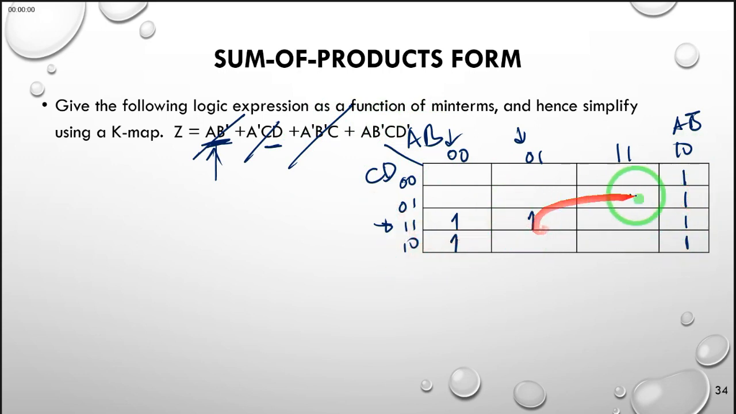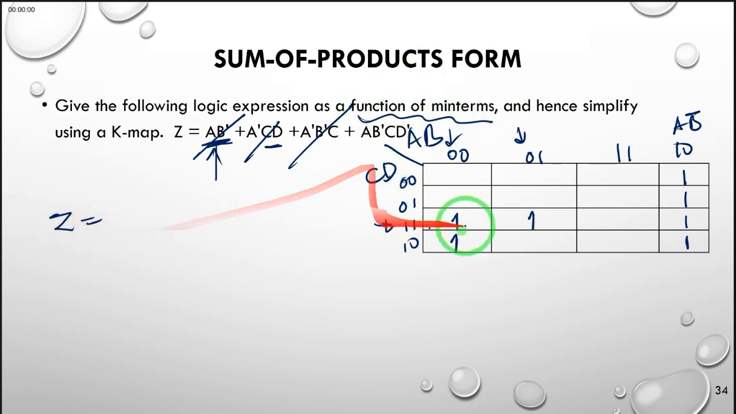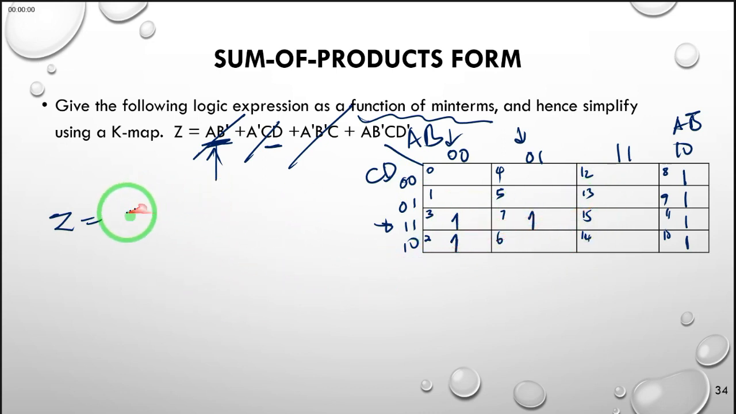So this forms our K-map, and we can now express this as a function of mean terms by saying that our Z is equal to, we can remember how we name these cells 0, 1, 2, 3, 4, 5, 6, 7, 8, 9, 10, 11, 12, 13, 14, and 15. So we just need to identify where we have 1s, that becomes our mean terms. So we have sum of mean terms. We normally arrange them from the smallest to the biggest.